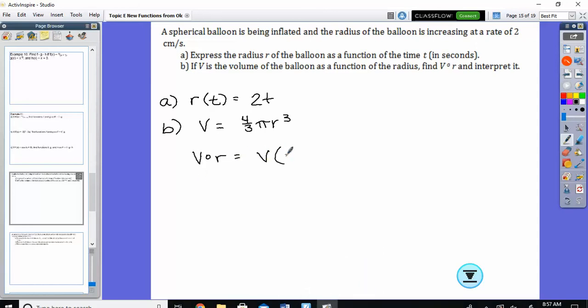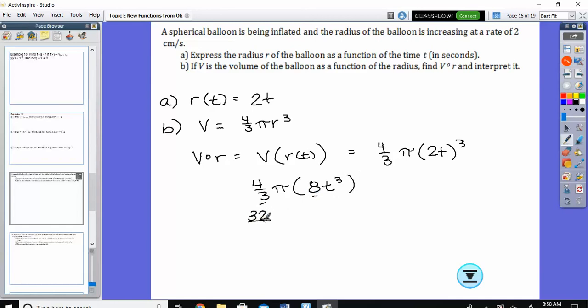So I'm asking you to find V of R of t. So if I plug in my radius, 4/3 pi, my r is 2t cubed. Now I could clean that up a little bit. 2 to the third is 8 t cubed, and 4/3 times 8 is 32 over 3 pi t cubed. Okay, that's my V composed with R.